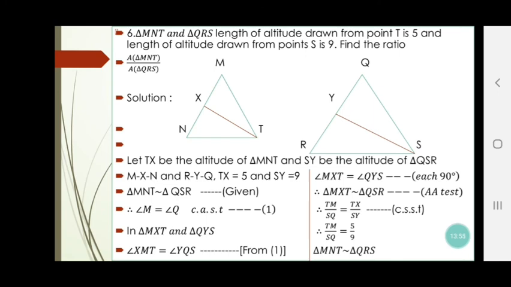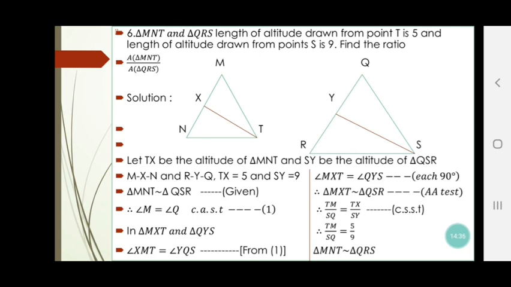Now it is already given the two triangles are similar. Which two triangles are similar? Triangle MNT is similar to triangle QRS. Okay. So angle M will be equal to angle Q, right? Corresponding angles of similar triangles are congruent. Okay. Now we have to consider another triangle over here. The other triangle is triangle MXT. This MXT and triangle QYS. Okay. In these two triangles we have to prove that they are similar.